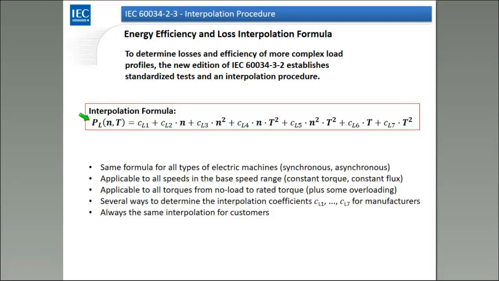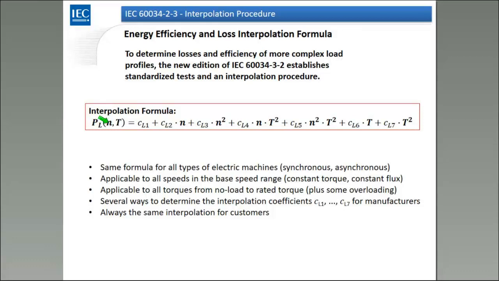What we have there is an interpolation formula for losses. So effectively, what you need to know is these 7 coefficients, CL1, CL2, all the way up to CL7. And these coefficients will be provided to you by the motor manufacturers. And already now, as we speak, a number of manufacturers are working on these tables. When you have these numbers, what you also need to know is the speed and the torque for which you want to know the losses.